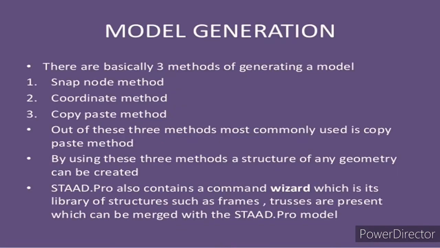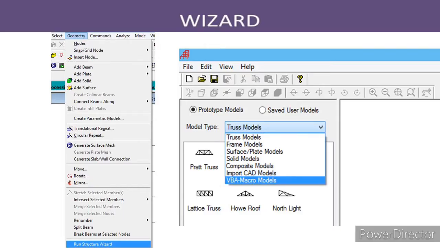Model generation. There are basically three methods of generating a model: snap node method, coordinate method, copy paste method. Out of these three methods, the most commonly used is the copy paste method. By using these three methods, a structure of any geometry can be created. STAAD also contains a structure wizard, which is a library of structures such as frames, trusses, and others, which can be merged with the STAAD model. This is the structure wizard panel.